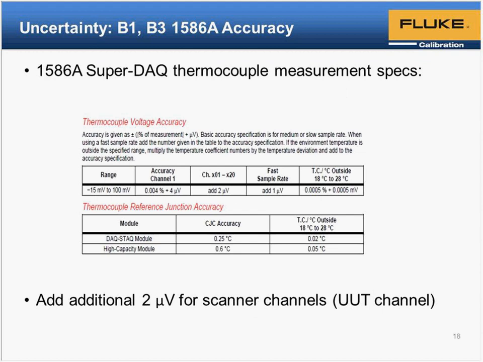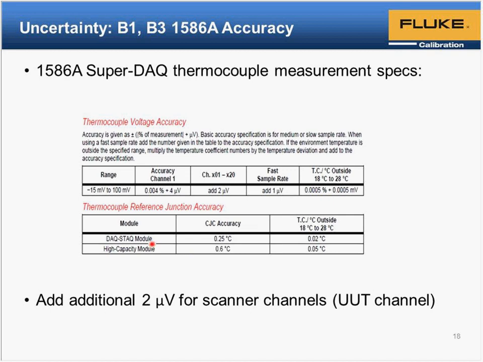Okay, so here we have a copy of the specifications for the 1586 voltage accuracy. And it says in the paragraph that accuracy is given as plus or minus percent of measurement plus a floor voltage value in microvolts. So if we look at channel 1, it has a voltage accuracy of 0.004% of the measurement plus a floor voltage of 4 microvolts. And using one of the scanner channels, we add 2 microvolts to that. If using fast measurement mode, then we have to add additional uncertainty. Well, if we're not using fast sample rate, we don't have to worry about that. And then there's also a specification that if you're using the unit outside of the 18 to 28 degree ambient, additional uncertainty would be added, which in this case, we are in a controlled environment, so we don't have to worry about this spec.